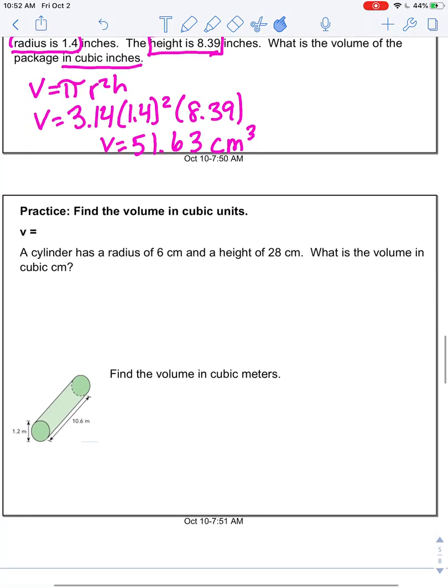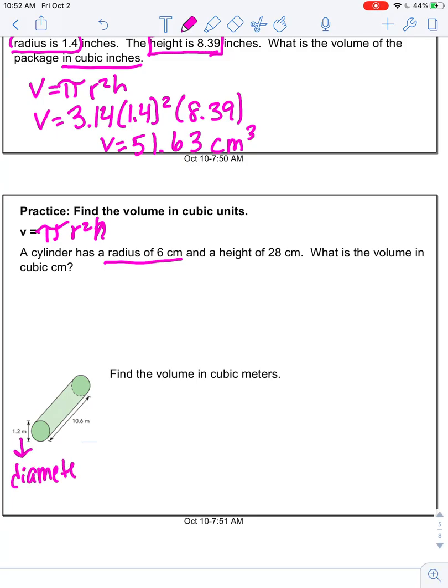Then you have 2 practice problems. So fill in your formula. For this one, it looks like you have a radius. For your second one, 1.2 is your diameter. 10.6 is your height. Okay, go ahead and pause the video and work on those two problems.